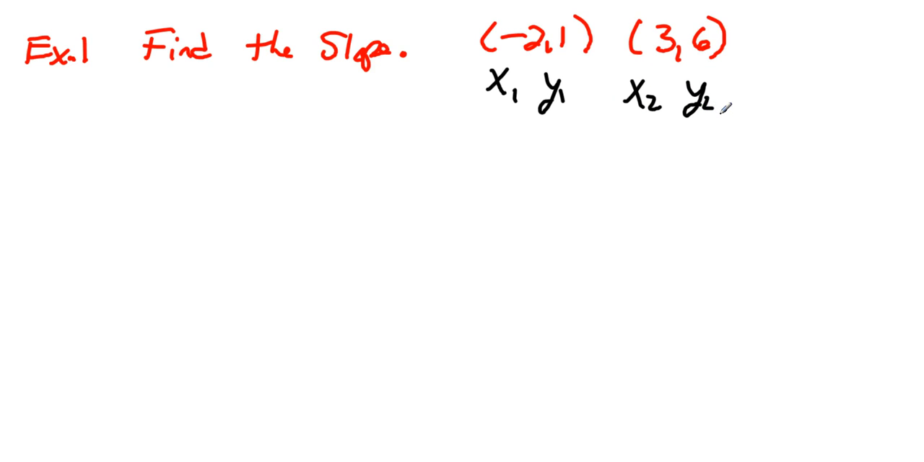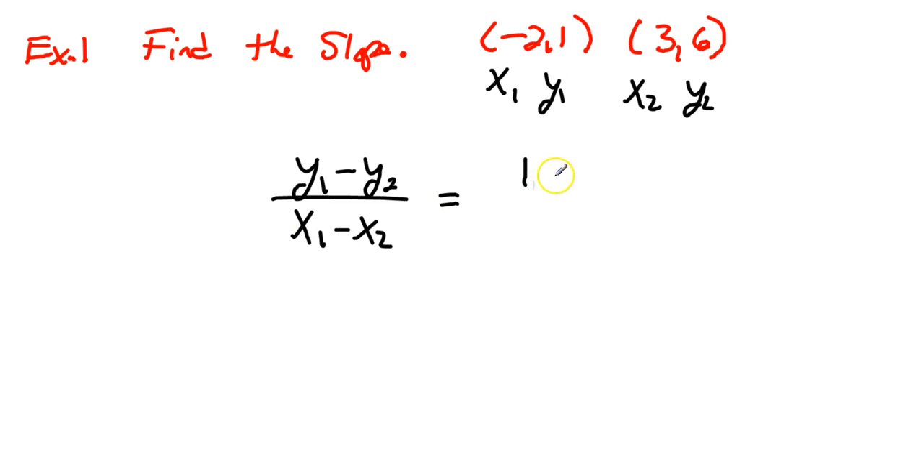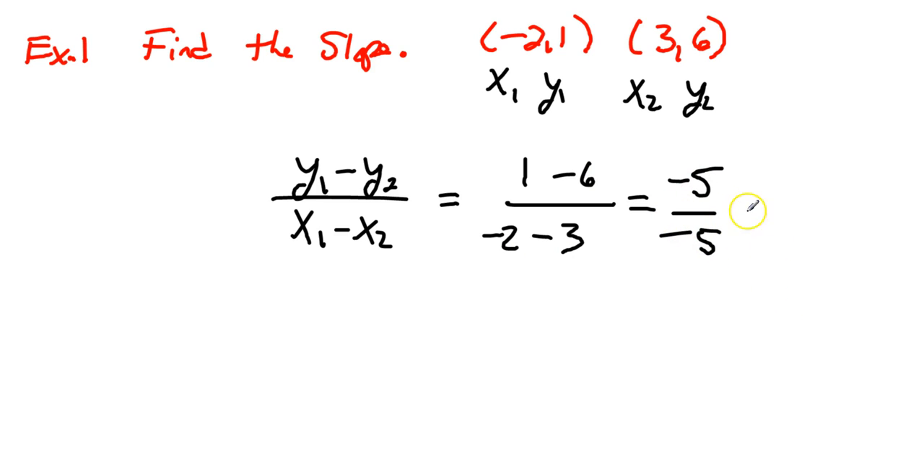Okay, and from there, it doesn't matter which formula you go with. I'm going to go with first thing first, second thing second, just because to me, in my mind, that's where I make fewer mistakes if I do it that way. The only thing is you have to put the y's on top, so that's 1 minus 6 on top. On the bottom, it's negative 2 minus 3. 1 minus 6 is negative 5. Negative 2 minus 3, also negative 5. If you have negative 5 over negative 5, that means the slope is 1. There you go.